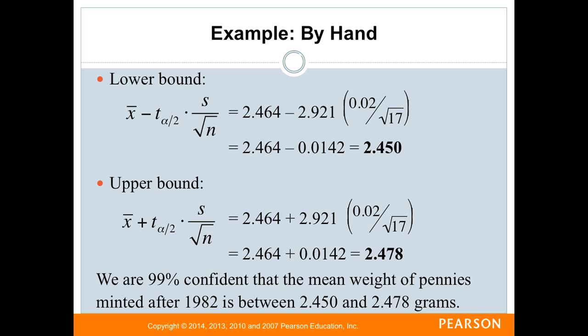Sample standard deviation in this case is just 0.02, and you divide that by the square root of n, so the square root of 17. And again, you might want to pause it at this point, try to plug this into your calculator, make sure you're able to get values of 2.450 and 2.478. So once we have that, we would write a little interpretation, and we could say that we are 99% confident that the mean weight of pennies minted after 1982 is somewhere between 2.45 and 2.478 grams.